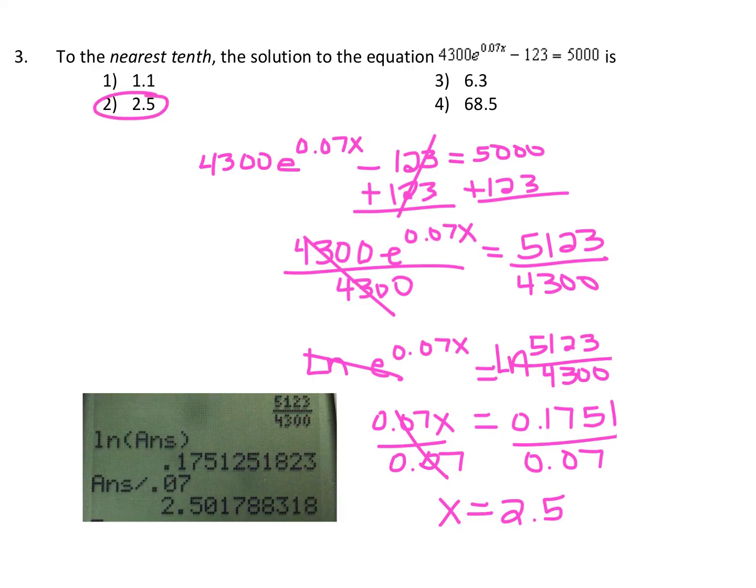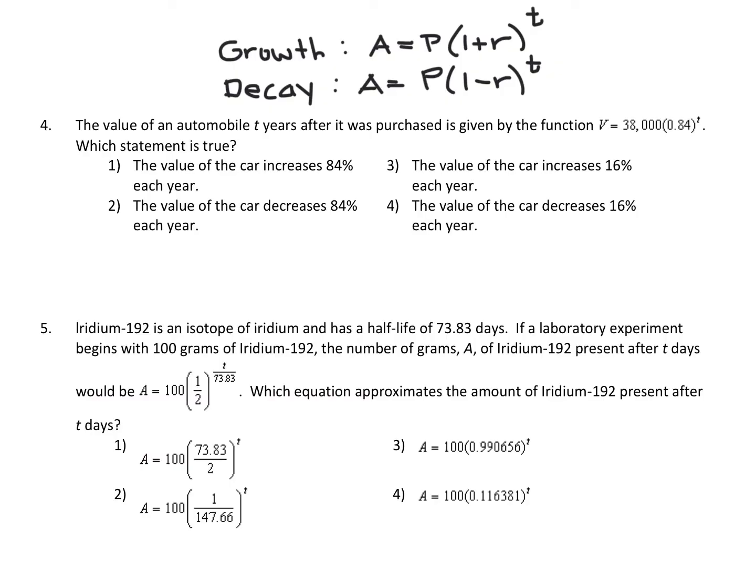So choice 2. Okay, so number 4 tells us the value of an automobile T years after it was purchased is given by this function. All right, now, this is an exponential function, right? The exponent itself is a variable.